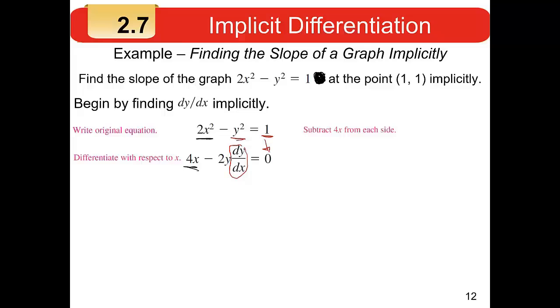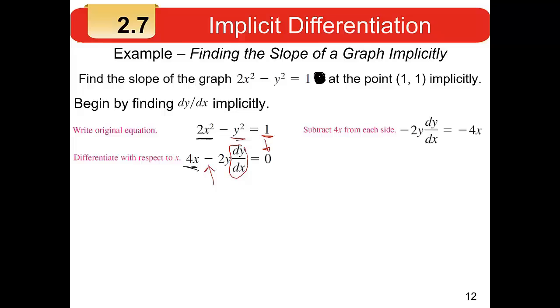Then you want to get the terms that have dy over dx on one side by itself. So you could subtract the 4x from both sides, or you could say, well, this term's negative, and you could actually move that to the other side. There's nothing sacred about the dy dx term having to be on the left. You could actually move it to the right. It's totally up to you.